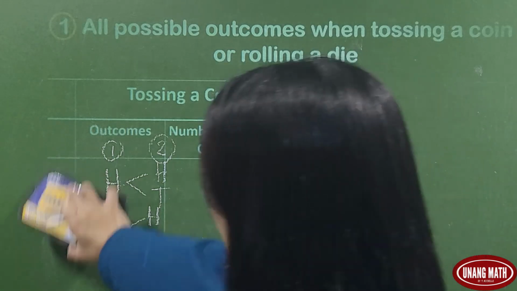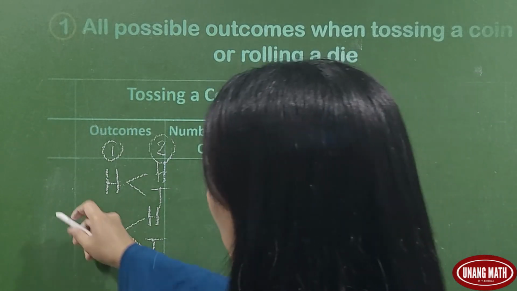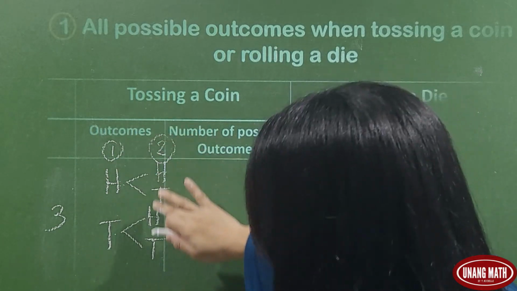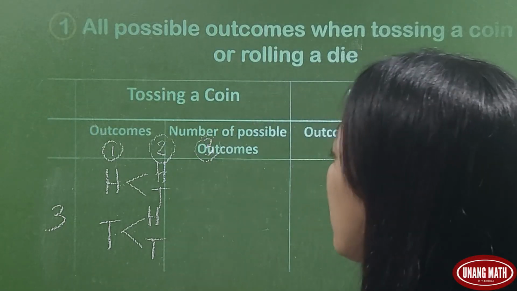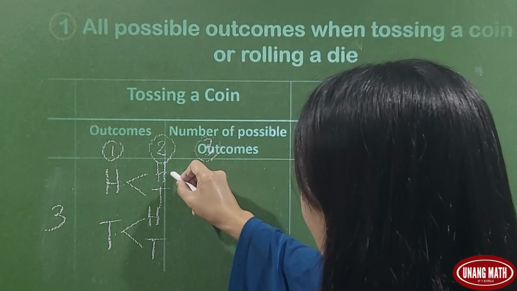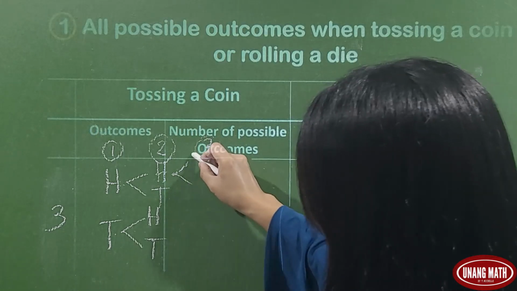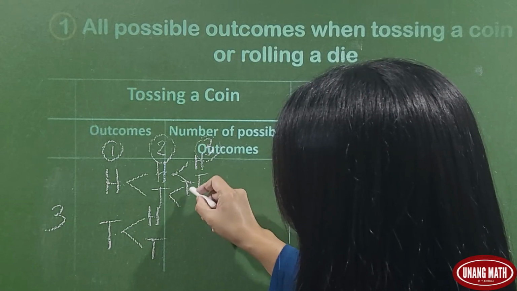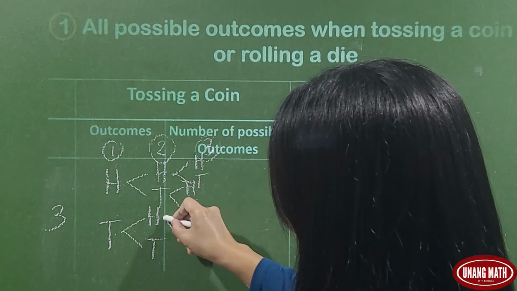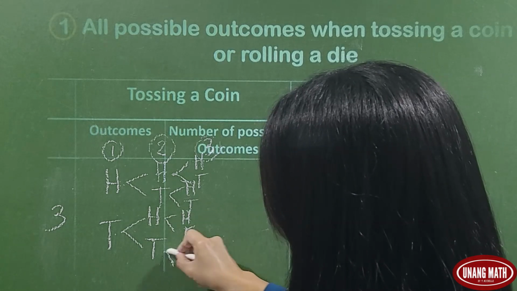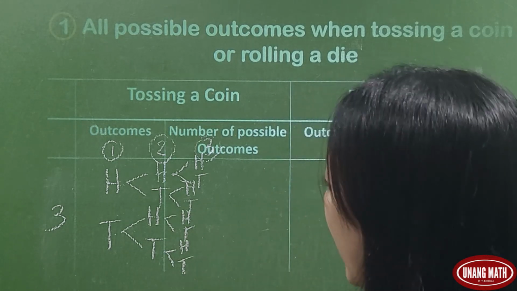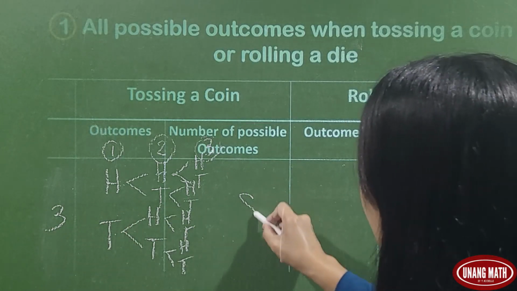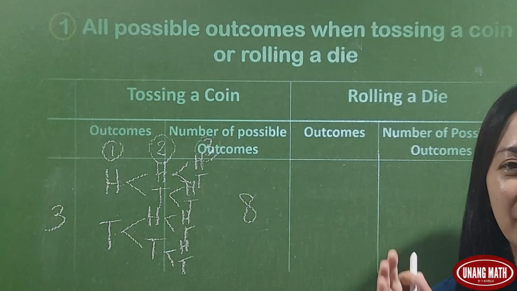Okay, now, how about three coins? If we are going to toss three coins, this is our first coin, second coin, and this is our third coin. This face is head. Toss this coin, outcome can be head or tail. This is tail. Toss this coin, outcome can be head or tail. This coin's outcome can be head or tail. So the number of possible outcomes when we toss three coins is 8 possible outcomes.